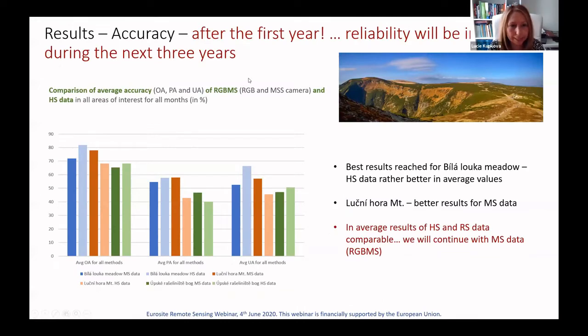And when we continue with some quantification of results, we can compare accuracy of these multispectral data, joint RGB and multispectral camera, and hyperspectral data. In the first two columns, the first column is always for multispectral data. The second one of the same color is for hyperspectral. The first one is for Bílá louka meadow, the second one is for Luční hora mountain, and the third is for bog. And you can see the best results were reached for Bílá louka and for hyperspectral data, but there are also some results better for multispectral data, like here. And we can conclude then that on average, results for hyperspectral and multispectral data are rather comparable.